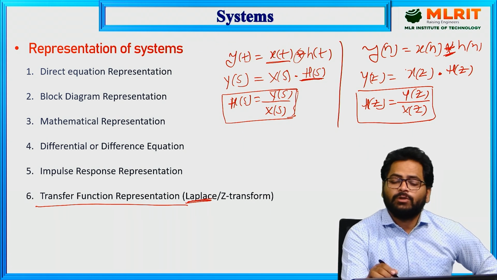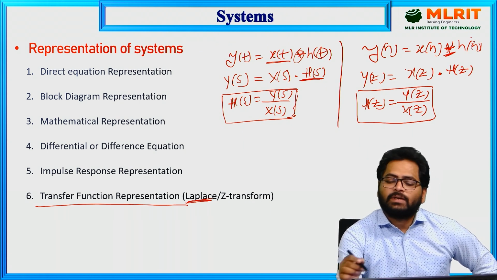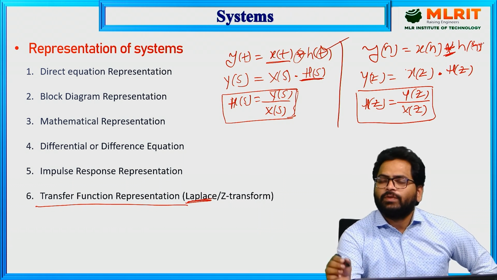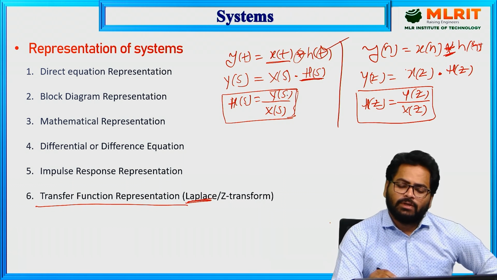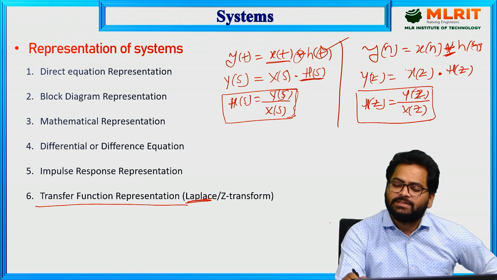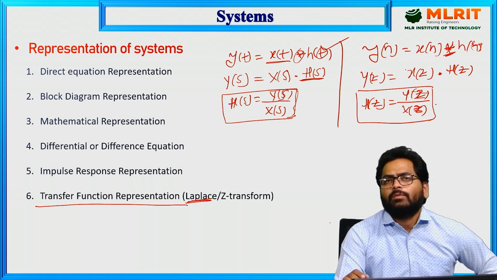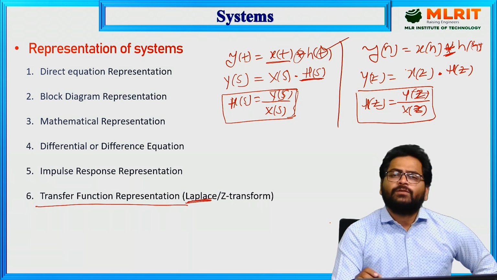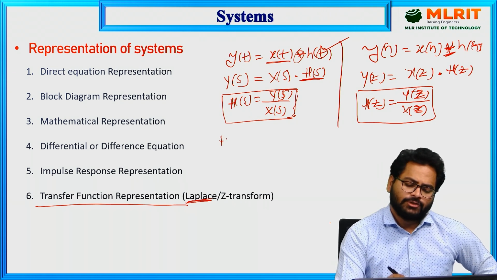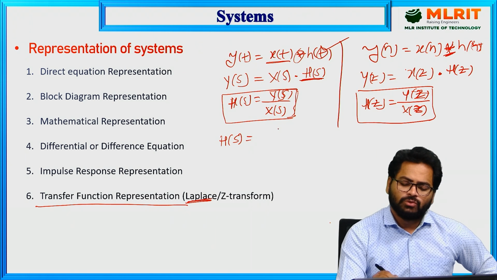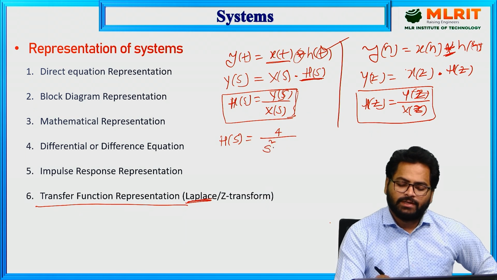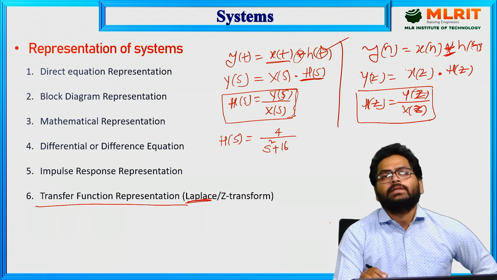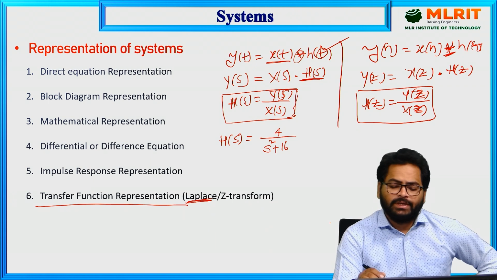If it is time domain, you should find t or n. For continuous, you will find t. For discrete, you will find n. So here we are observing clearly only in terms of s and z, so that is the frequency domain representation. Okay. Now, for example, if I write H of s equals 4 divided by s square plus 16. H of s equals 4 divided by s square plus 16.